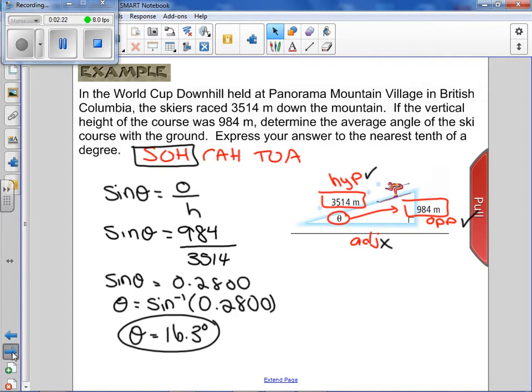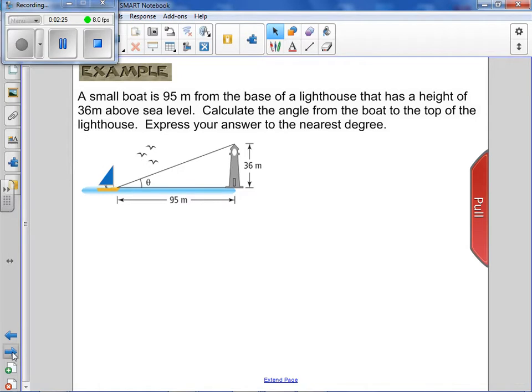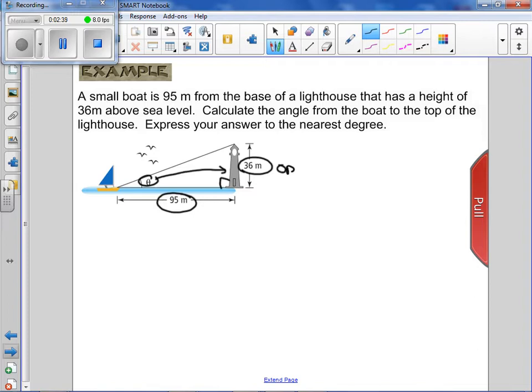So here's our next example. A small boat is 95 meters. There we go. From a lighthouse. The height is 36 meters. So those are the two that I'm going to need. We want to figure out the angle, so I label it. That one's the opposite. This is the hypotenuse. This one is the adjacent.